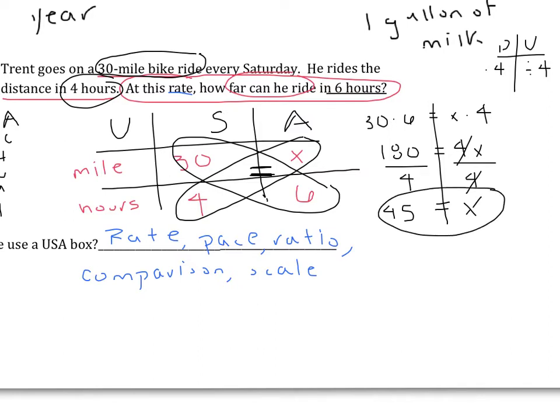Now, you should ask yourself, what is my answer? It's not just 45. It needs the units. So what would my answer be? Well, 45, and what are my units? What's nice about a USA box is you can see that the variable is going to line up with the units. So you see how x is with the miles? They're lining up, so my units are miles. So how far will he go in 6 hours? 45 miles. Okay, let's go ahead and do another example.